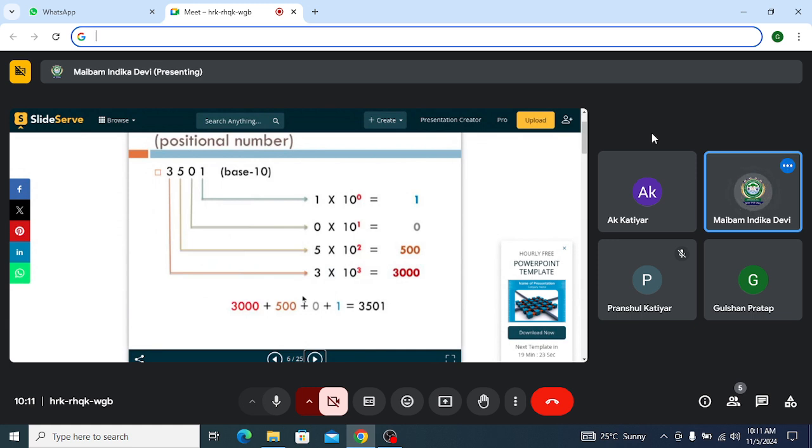Now positional number. We have taken in our previous example a decimal number, 3501 base 10. So how is this represented? I think in your lower classes you have seen that ones place, 10s place, 100s place, 1000s place, and so on. That signifies the position of that number. For example, let's say here this 1 is in what position? 0 is in what position? 5 is in what position? 3 is in what position?